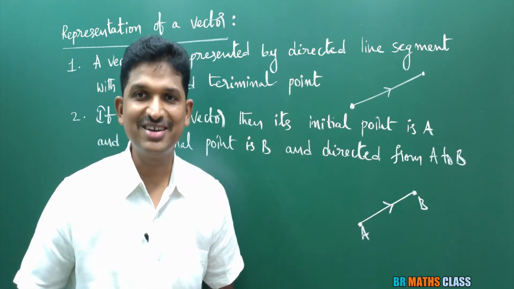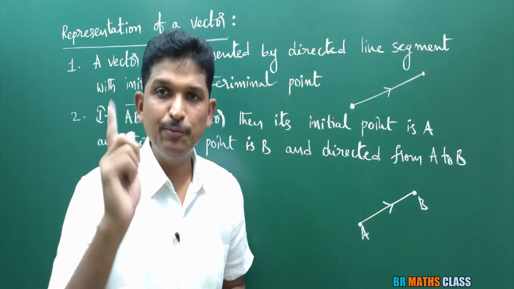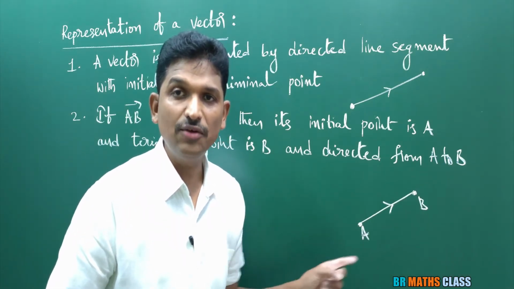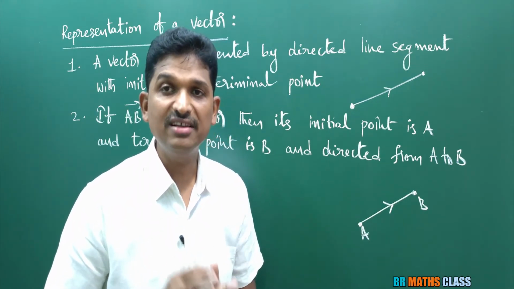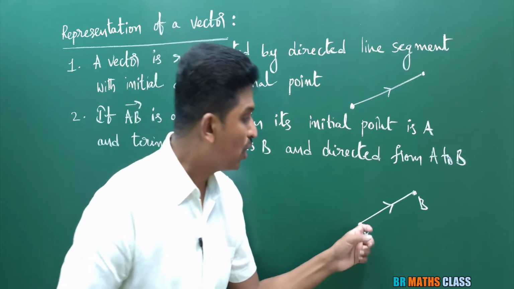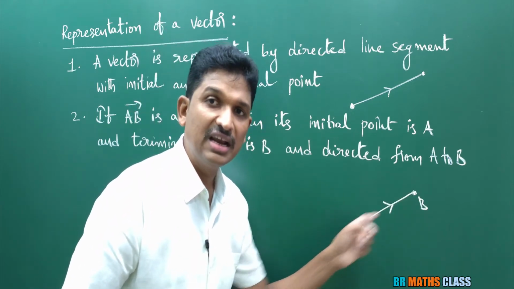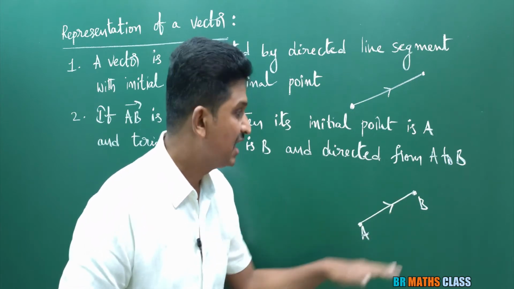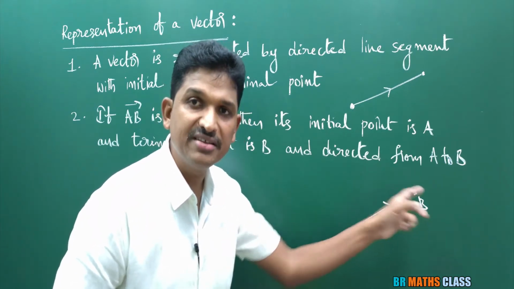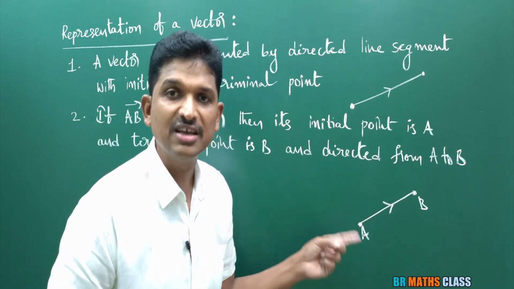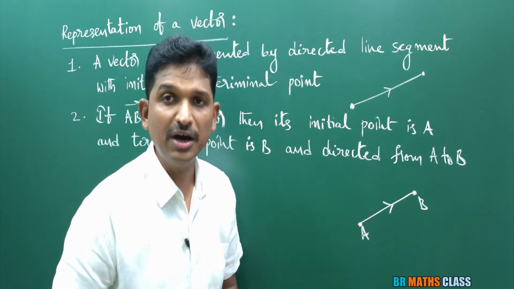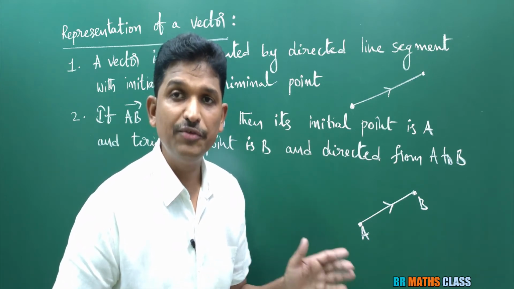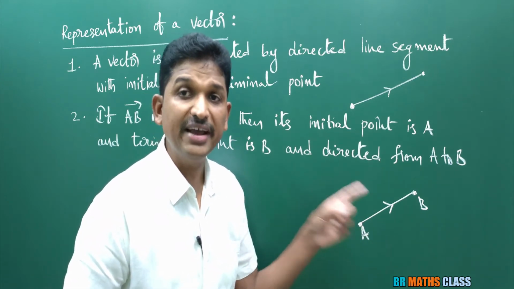I hope you are understanding. And one more very important point. The length of the vector AB bar is known as the magnitude of that vector. What is the length of this vector AB bar? It is the line segment AB, that means AB, the distance between the points A and B. AB is known as the magnitude of the vector AB bar.